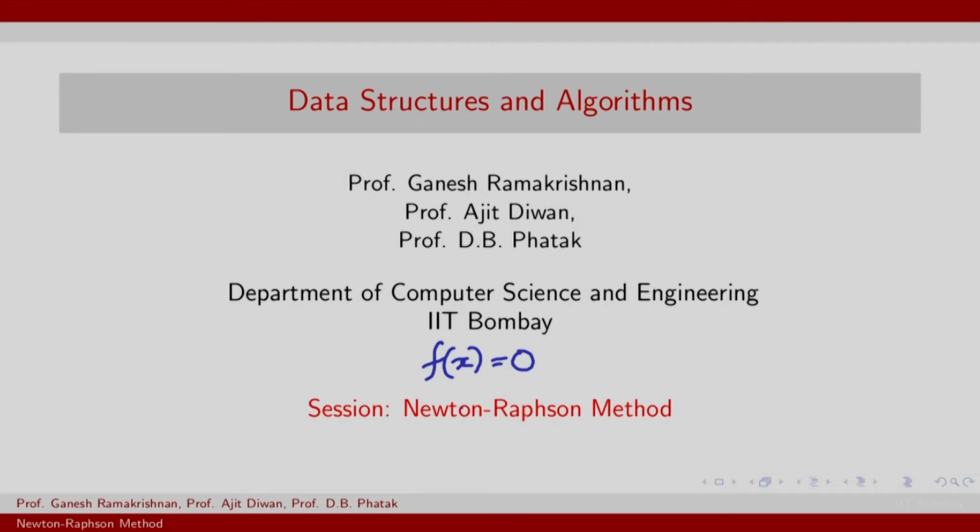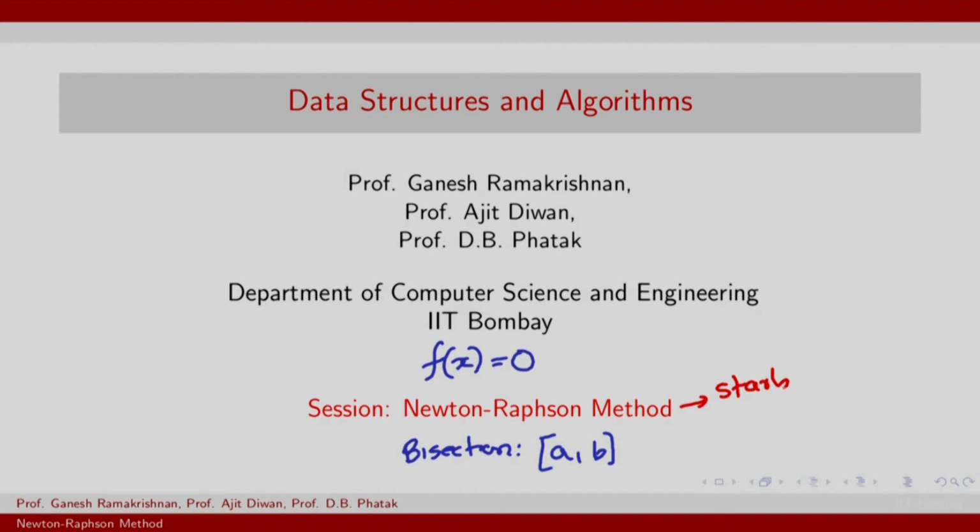We discussed the bisection method, which halves the possible search range at every iteration. So bisection requires an interval [a, b] to be specified in which you expect the answer to occur. On the other hand, Newton-Raphson, which we will discuss today, does not require an interval.